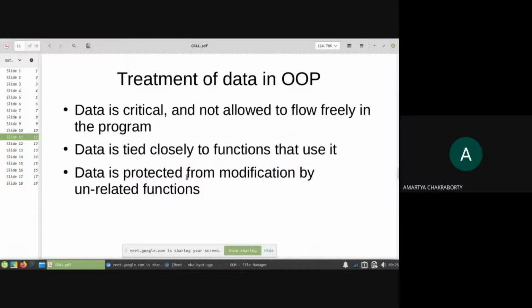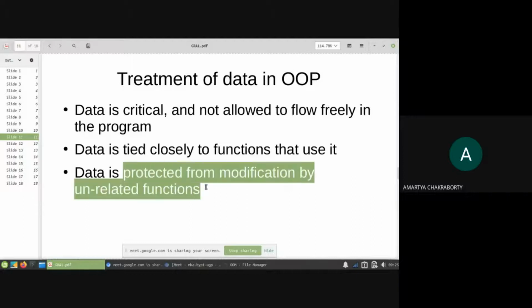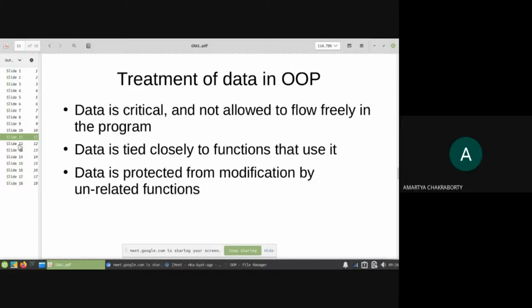Also, data is protected from modifications by unrelated functions. So this is one power that we have in object oriented programming. We can actually ensure that the unrelated functions do not get to modify the data. The data is protected from unwanted modifications by unrelated functions. So this is the whole focus point of object oriented programming. The whole focus is on the data, and not on the functions.